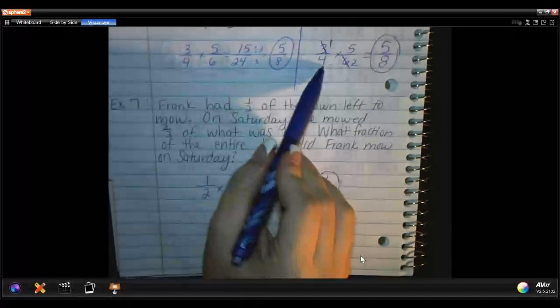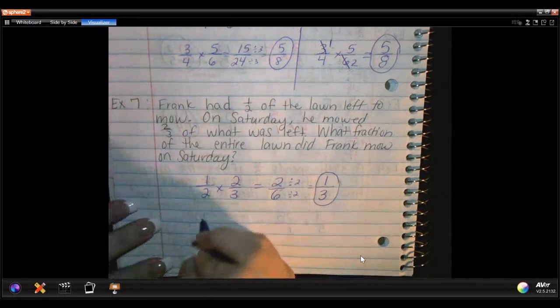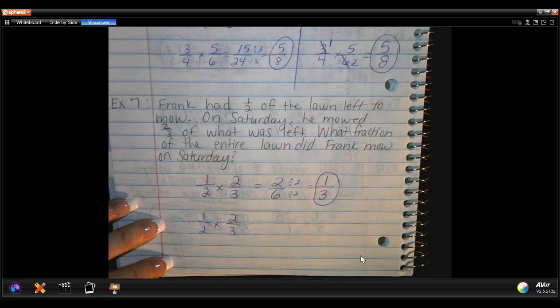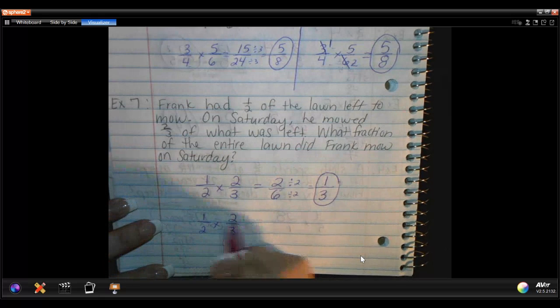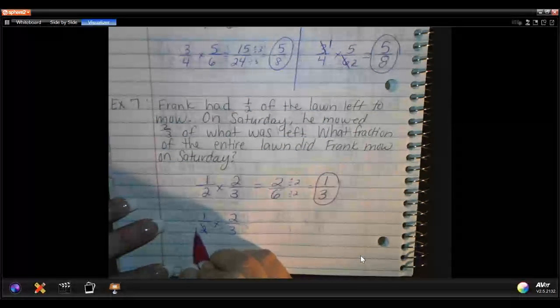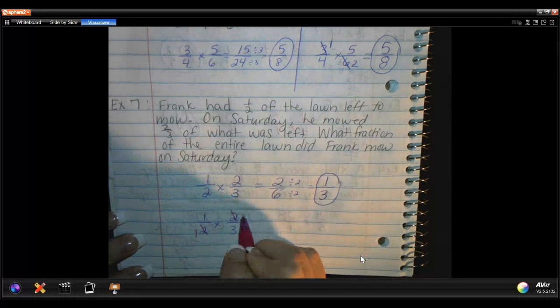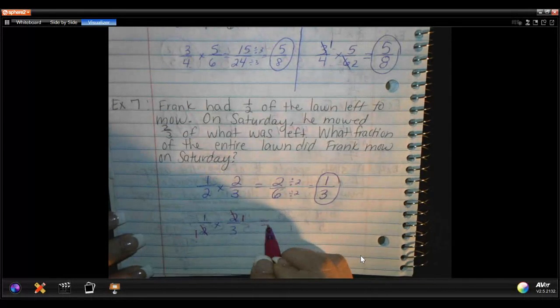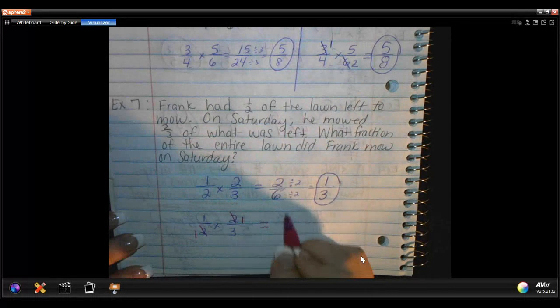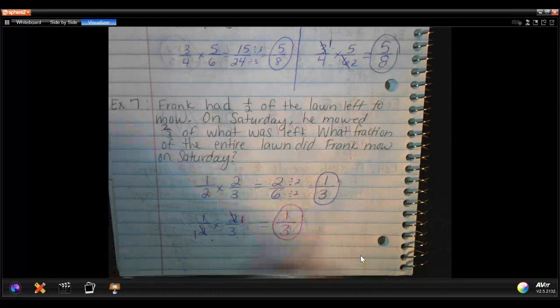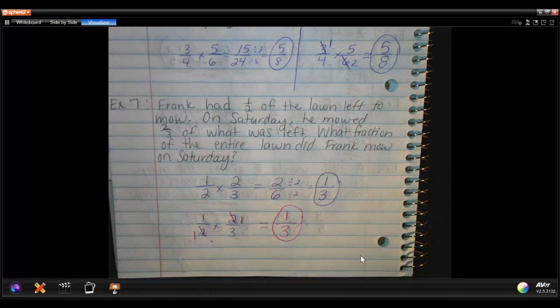Okay, if I did it by the cross-canceling method, again, I have 1/2 times 2/3. I know 2 and 2 have a common factor. They can both be divided by itself. 2 divided by 2 is 1. 2 divided by 2, again, is 1. Multiply across. 1 times 1 is 1. 1 times 3 is 3. Again, I get the same answer of 1/3.